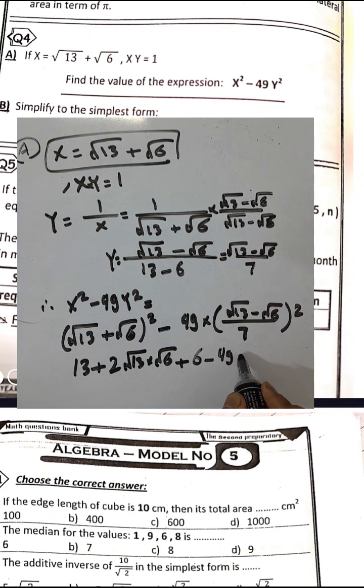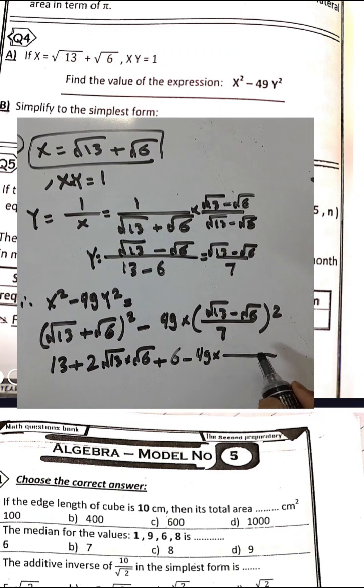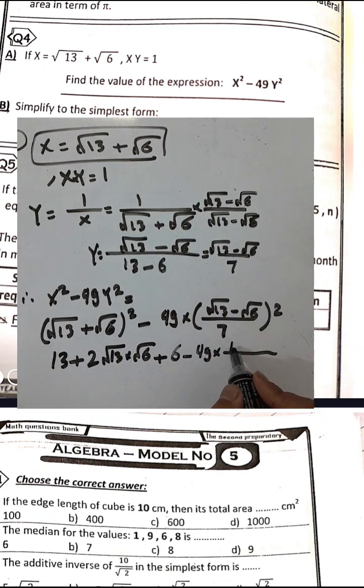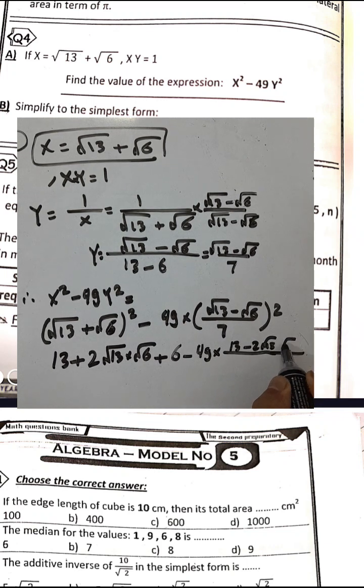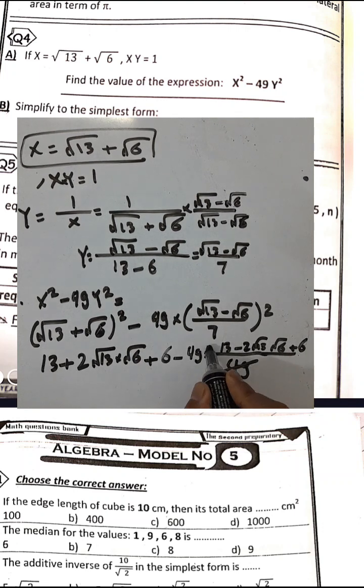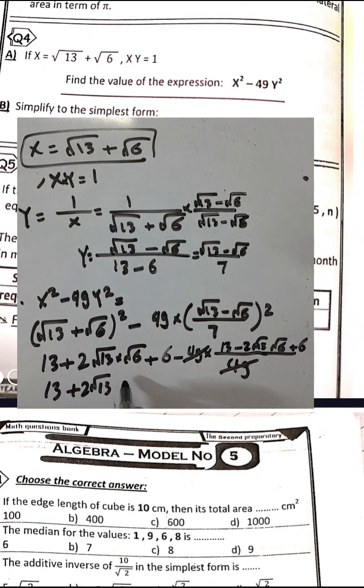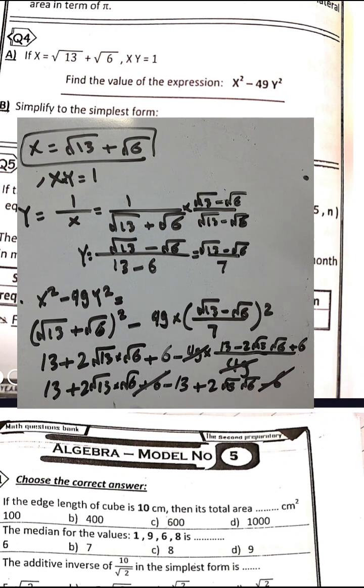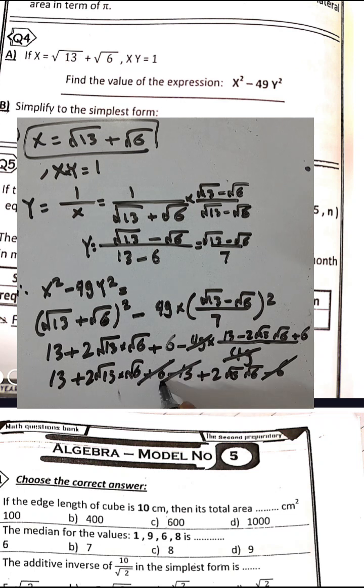Subtract 49 times this expression here. We can write the power 2 of this to be 13, subtract 2 times root 13 root 6, plus 6, over 49, and then you can cancel this number by this number. Then write 13 plus 2 root 13 product by root 6 plus 6, subtract this expression: negative 13 and positive, negative times negative positive 2 root 13 root 6, negative 6. You can cancel negative 6 by positive 6 and negative 13 by positive 13.